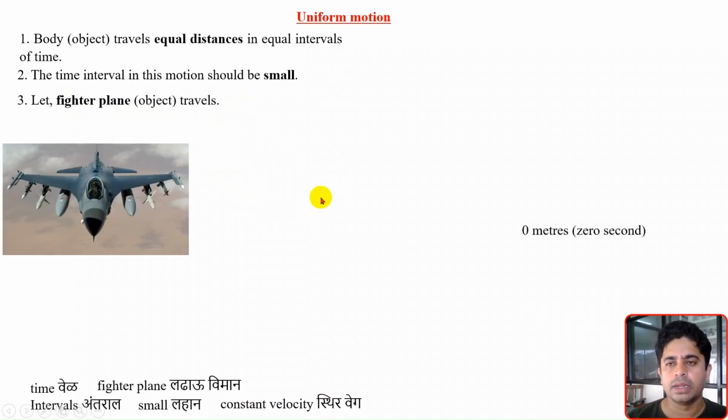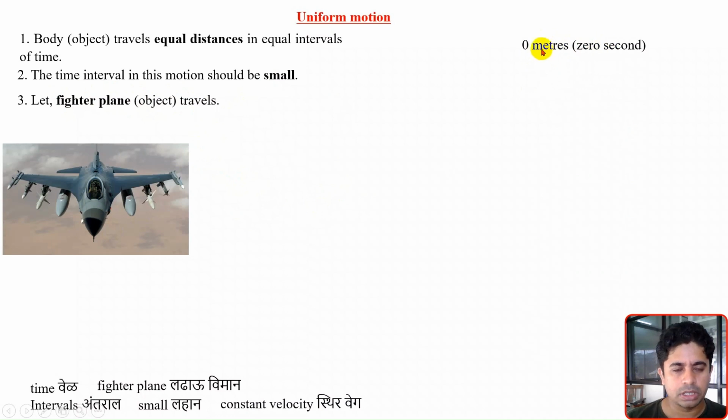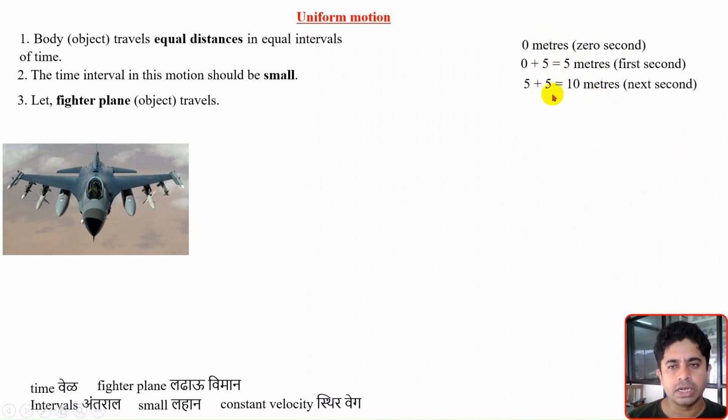So this is the fighter plane. Now suppose when time was 0 seconds, the distance covered by the fighter plane is 0 meters. Obviously, it has just started the journey. After the first second, it has covered a distance of 5 meters. In the next second, additionally 5 meters it has covered. So now the total distance covered is 10 meters. Then in the third second, again an additional 5 meters it has covered. Now the total distance covered is 15 meters.